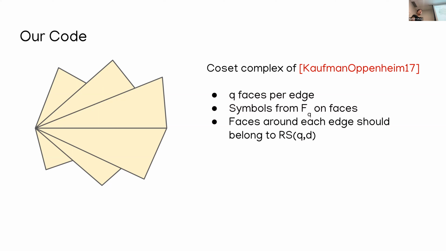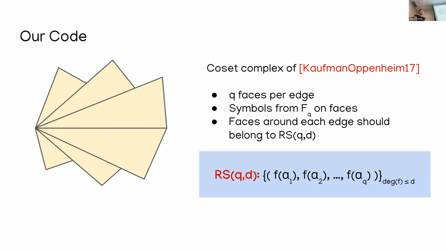We're going to put a Reed-Solomon code on the faces around each edge. What is Reed-Solomon, for those of you who don't know? The Reed-Solomon code is a set of code words. Each code word corresponds to a polynomial. For us, we're going to be looking at polynomials of degree at most d. For this polynomial, you look at all the points in F_q, and you evaluate f on each of the points. That gives you a series of code words, each one corresponding to a polynomial. And that's our code.